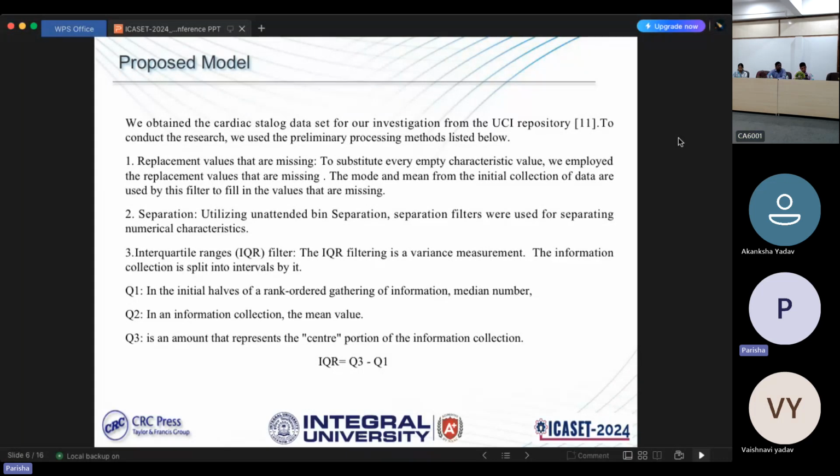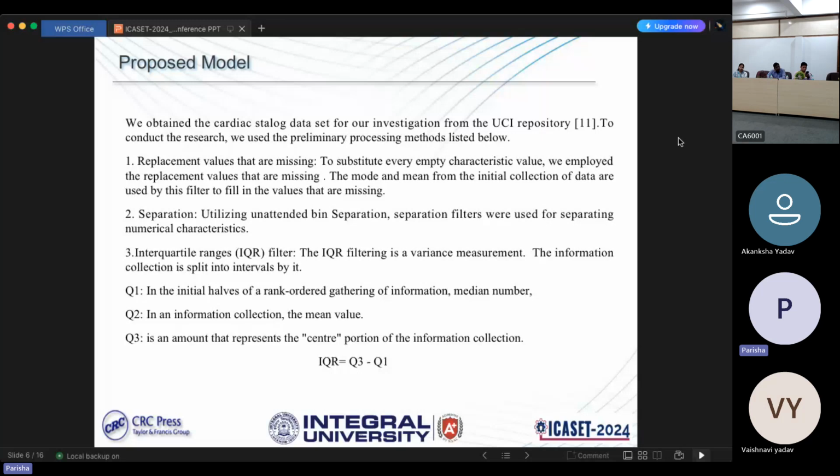To conduct the research, we use preprocessing methods, which are below: replacement of missing values, separation, and interquartile ranges. Replacement of missing values is used for every attribute's values that are missing. So the mean from the initial collection of data is used by this filter to fill the values that are missing.